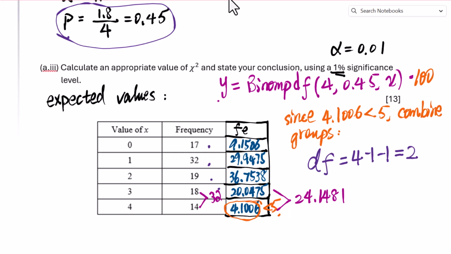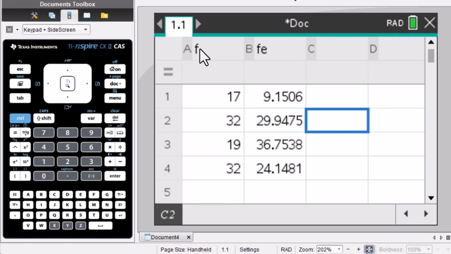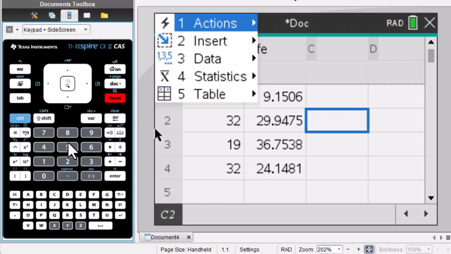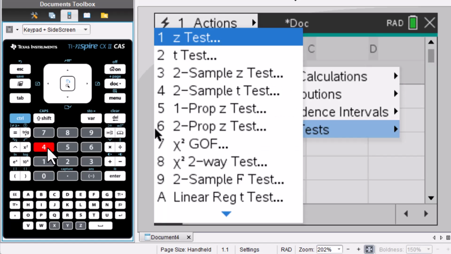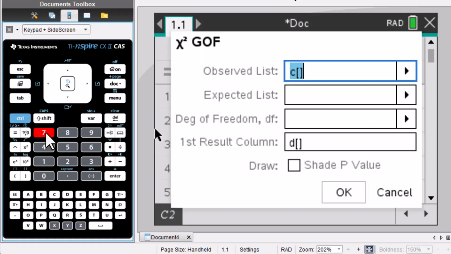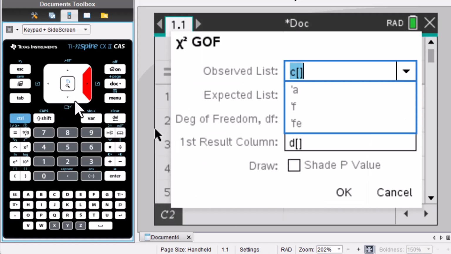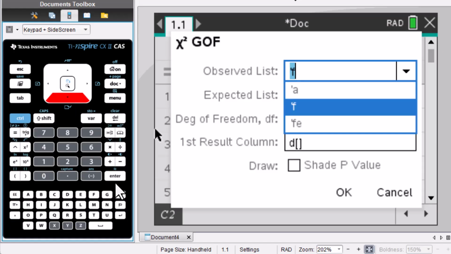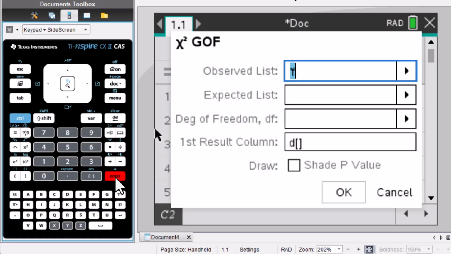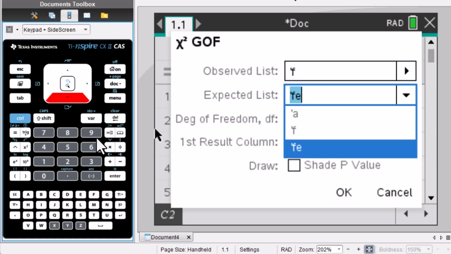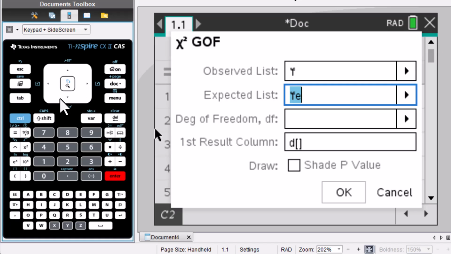Let's put the data into spreadsheet. F for observed frequency, FE for expected frequency. Go to menu, go to 4. 4 again. Chi-square GOF test, go to 7. Observed list is frequency F. Expected frequency is FE. Degree of freedom is 2. Then enter.